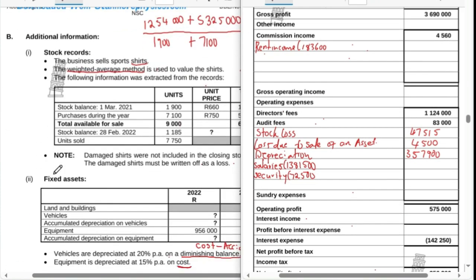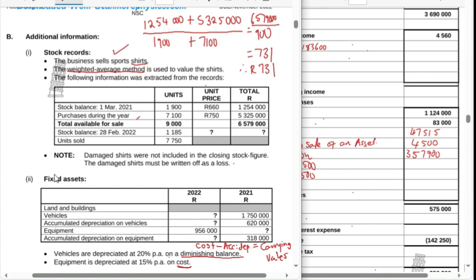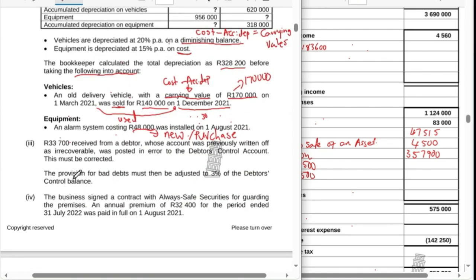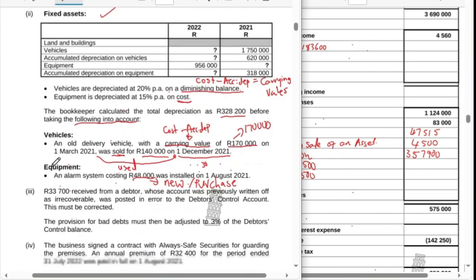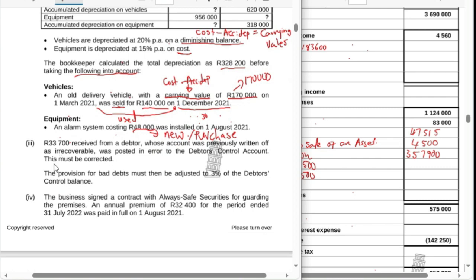We can go to our transactions, and then information number B, it has been dealt with, then we tick it, and then we are done with information number B1 and also 2. And then now we go to information number 3, and then it says 33,700 received from a debtor whose account was previously written off as irrecoverable was posted in error to the debtor's control account.